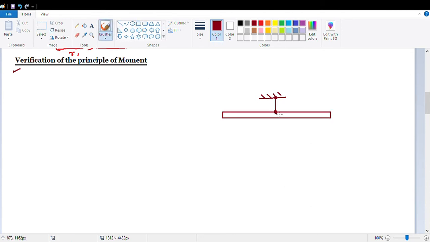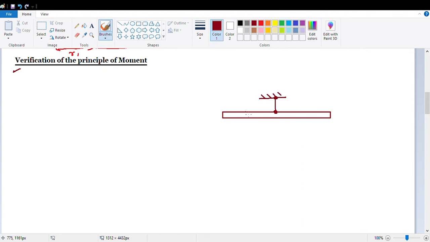At the center of the scale you have to tie one end of the thread. The thread has got two ends. One end is fixed on the fixed support and the other end is tied with the scale, and the scale is tied at the center. What is your next step?